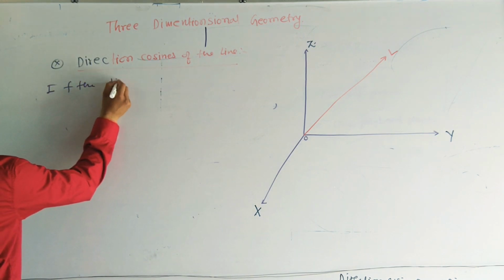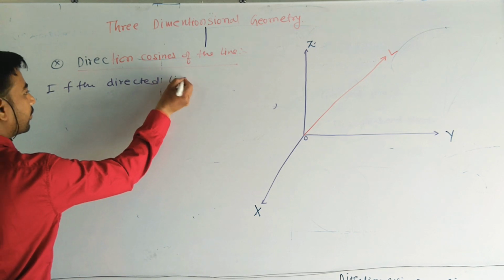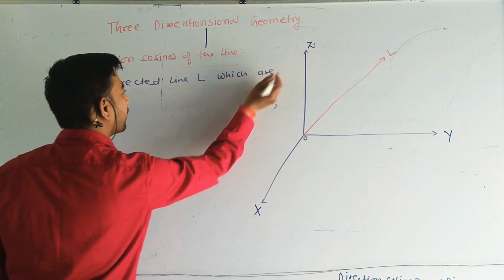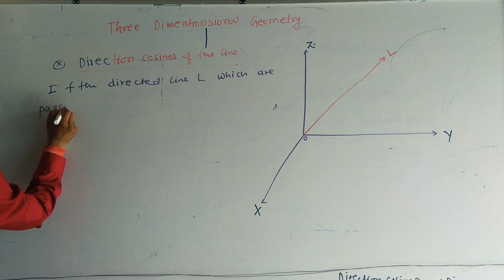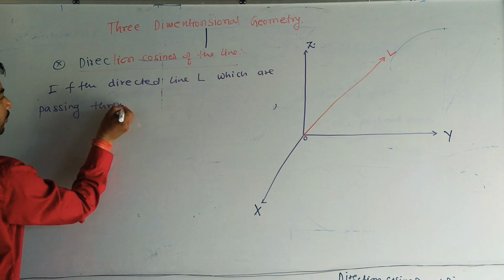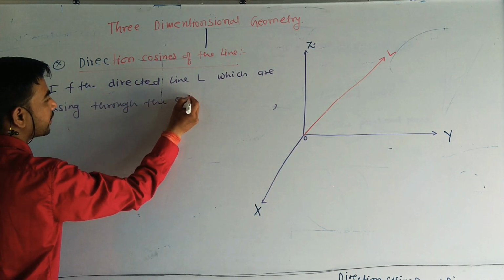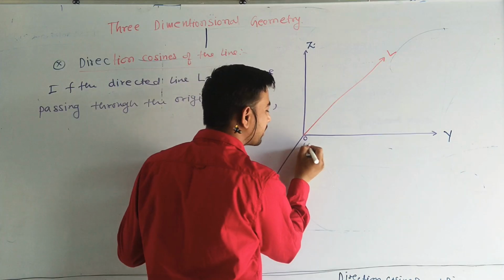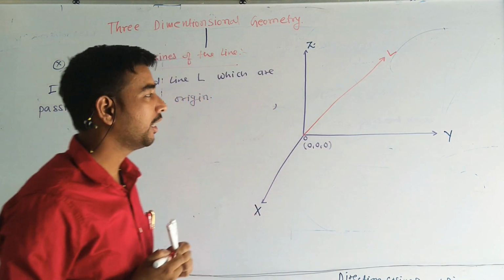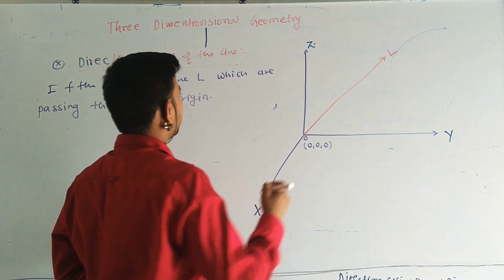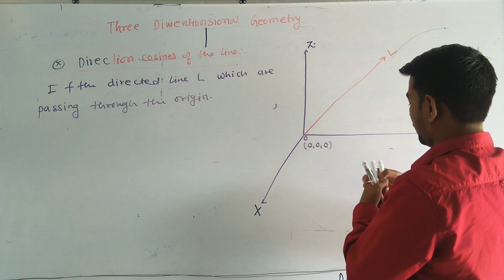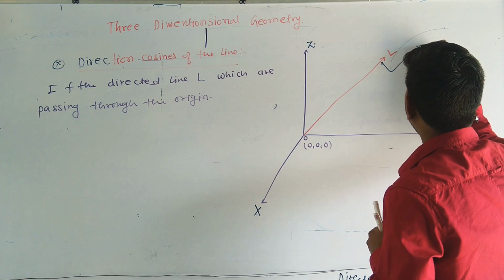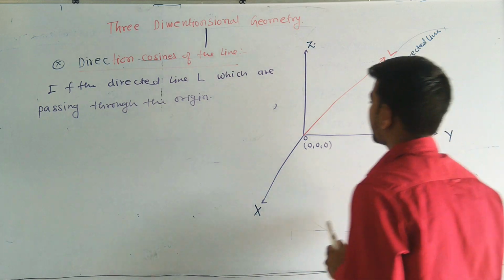If the directed line capital L passes through the origin, you can see here is the origin, and the coordinates of the origin are 0, 0, 0. Okay, so this is a line. Which line is this called? This line is called a directed line.